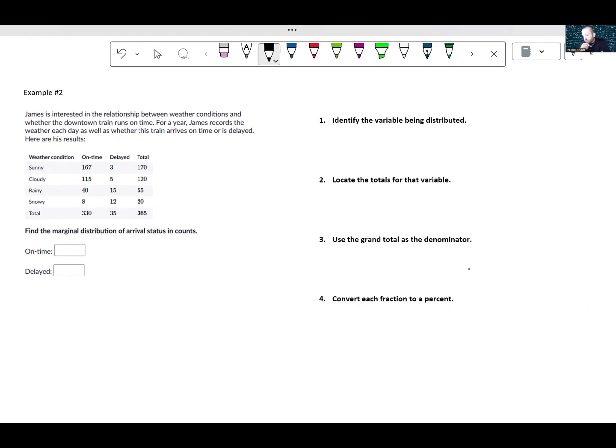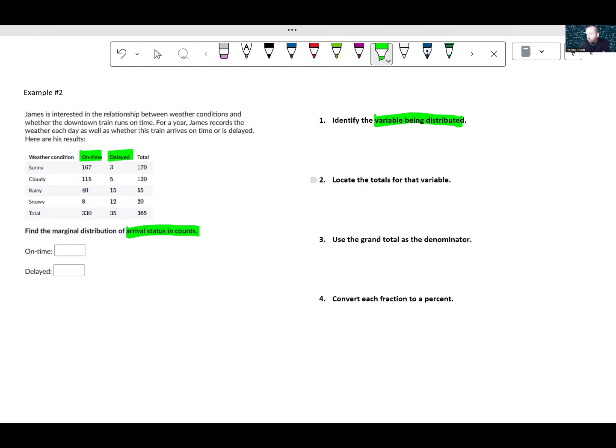And we want to find the marginal distribution of arrival status in counts. And so in counts, that means that we don't want a fraction or a percentage. We just want to know what the number is that we're looking for. And so for step one, the variable that's being distributed, it says find the marginal distribution of arrival status. So that's the variable that's being distributed, arrival status. And the arrival status is either on time or delayed. And we can see that in the answer choices that it wants us to enter in there.